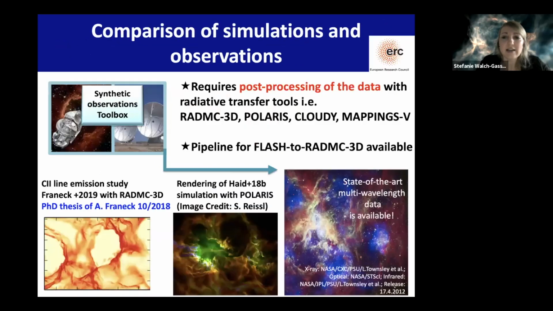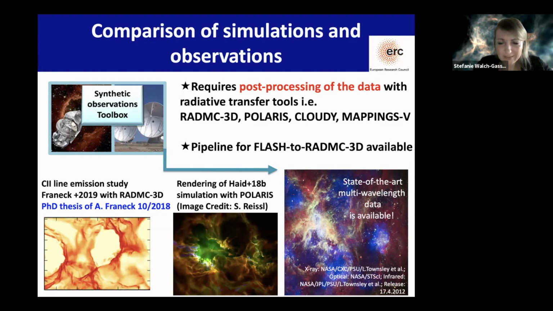Right. Okay. So maybe I show you some of our synthetic observations. What we have worked on is a post-processing pipeline for our FLASH data. In particular, we can connect the data with, for example, RADMC-3D or the POLARIS code. This is rendering done by Stefan Reissl, where we had the simulation put into POLARIS. In this way, we can now construct synthetic observations from our models and use these to compare with real observations.